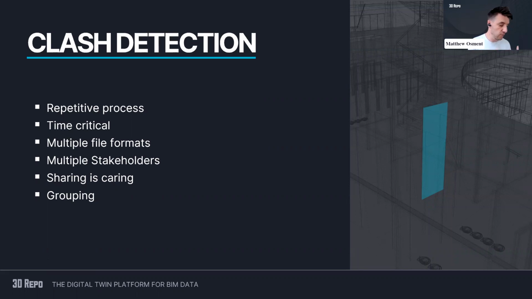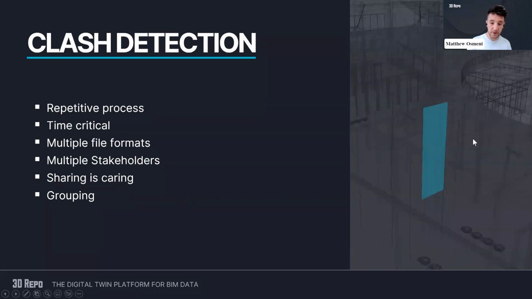We've got multiple file formats coming from multiple stakeholders, and sharing clashes is critical to the workflow to getting things resolved. And we want to be able to group clashes. So rather than saying there's 10,000 individual clashes, ideally we want to be able to say, actually, there's sort of 300 types of clash, and they can all be resolved in similar ways rather than individually resolved.